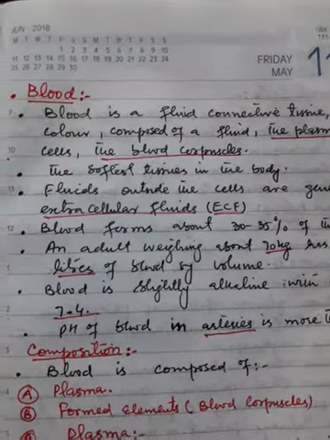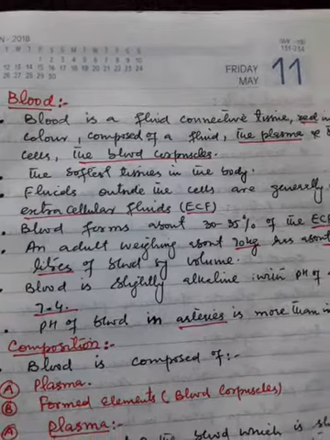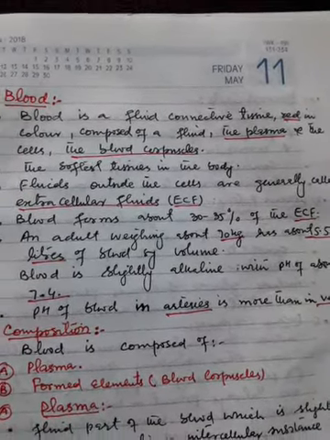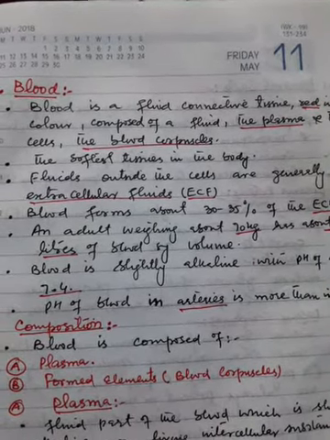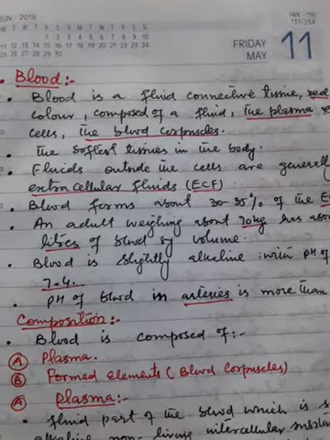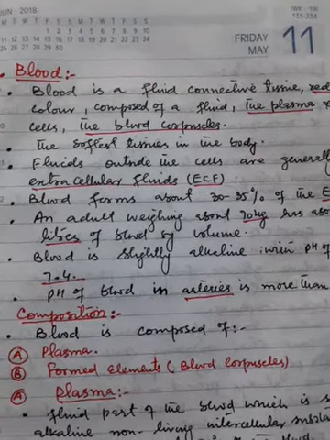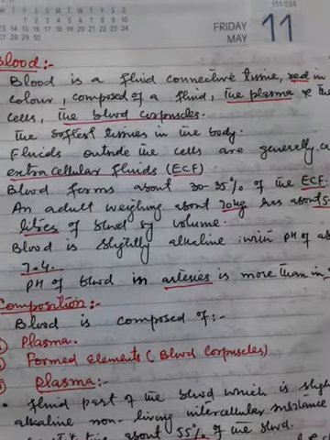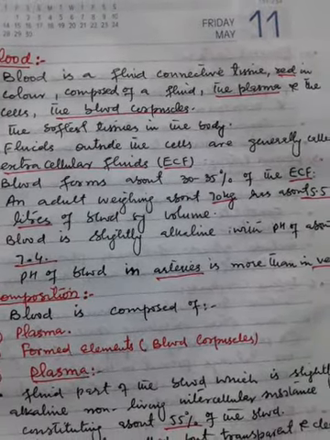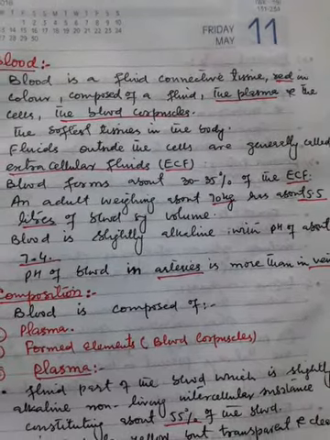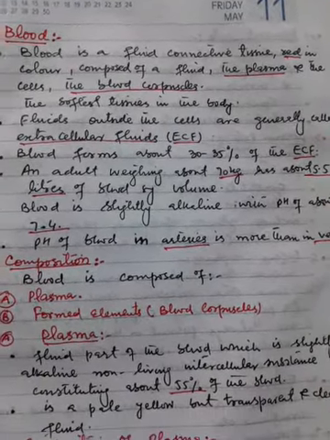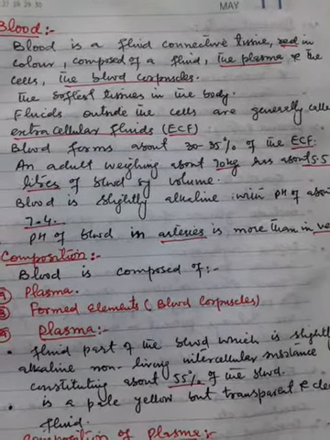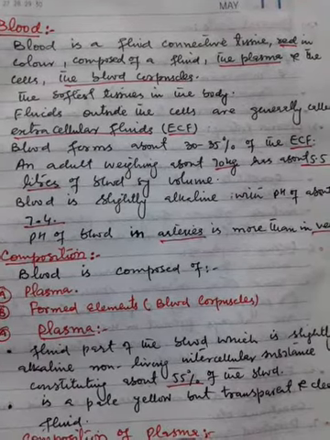Now the blood. Blood is a fluid connective tissue, red in color, composed of a fluid, the plasma, and the cells, the blood corpuscles. Blood is the softest tissue in the body. Fluids outside the cells are generally called extracellular fluids, abbreviated as ECF. Blood forms about 30 to 35% of extracellular fluids, that is ECF.